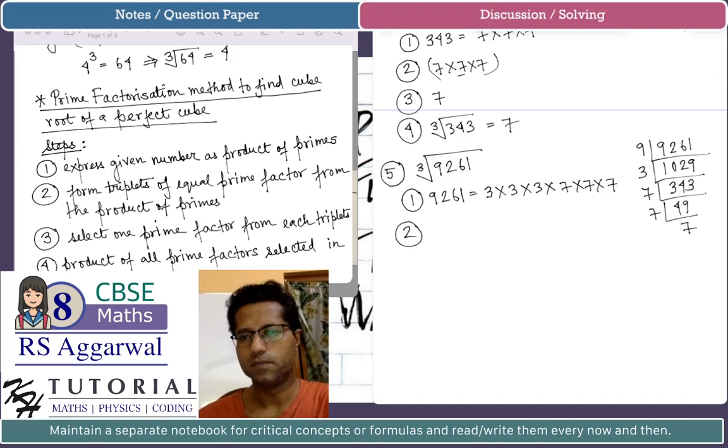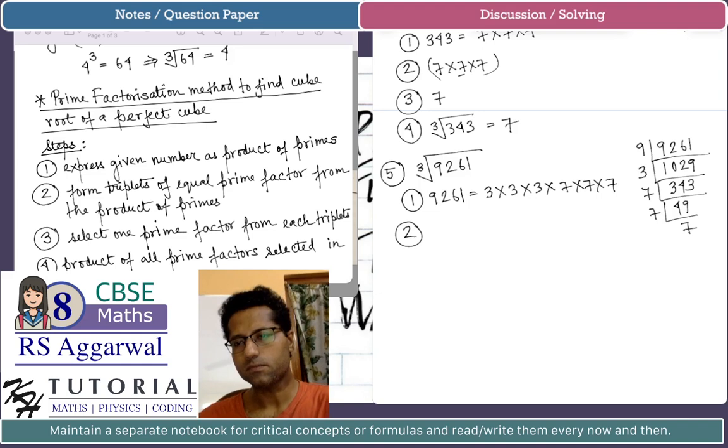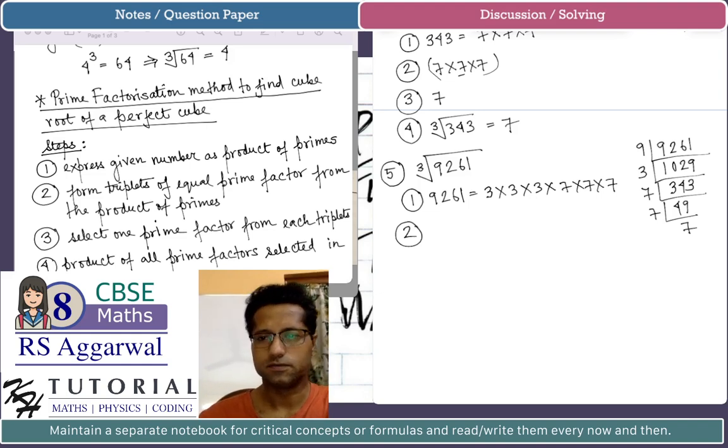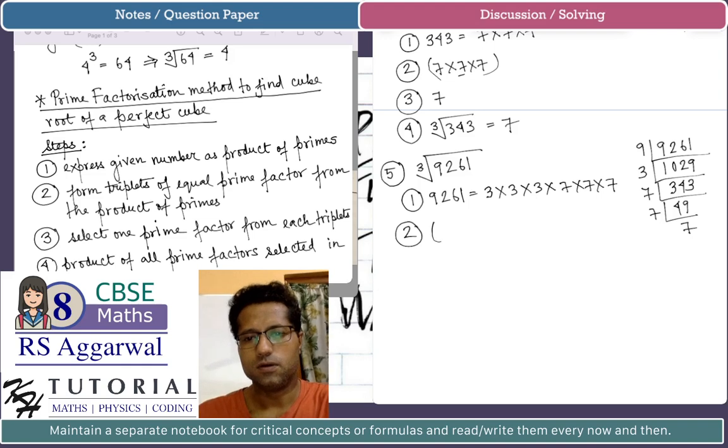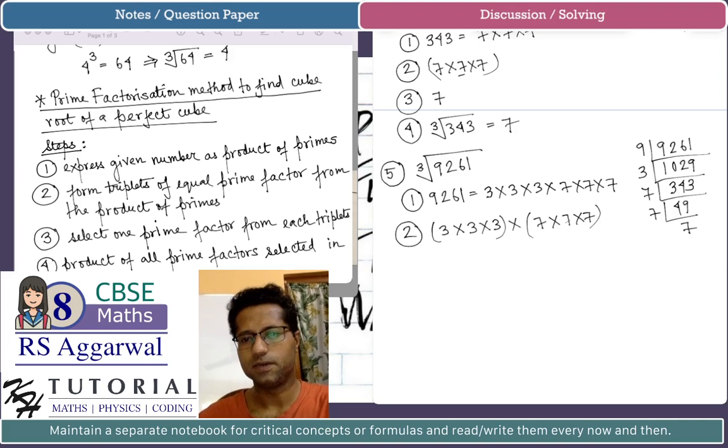That is, we will group three equal factors. Three equal factors make one triplet. So there will be two triplets from the prime factors. 3 into 3 into 3 is the first triplet, and 7 into 7 into 7 is the second triplet. So we have formed the triplets.